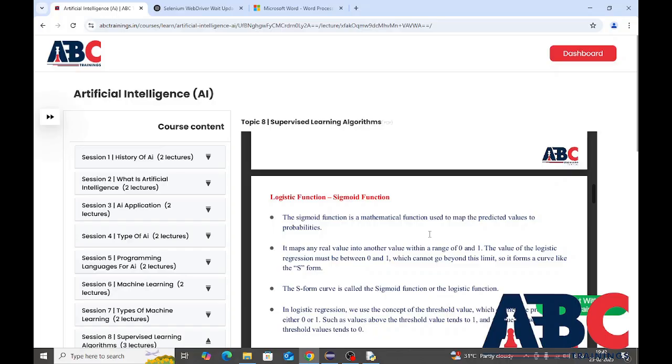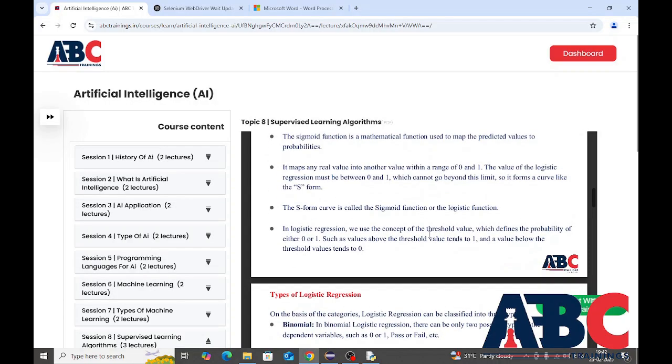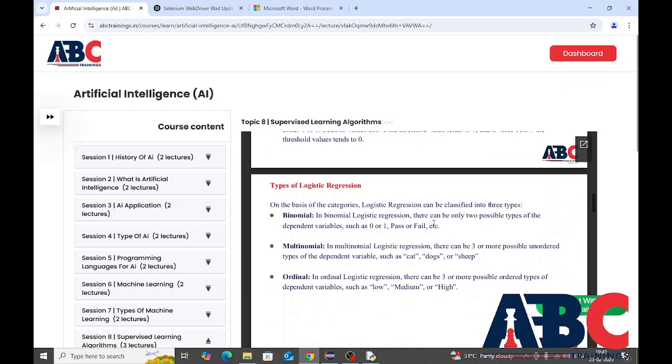Logistic function, sigmoid function. The sigmoid function is a mathematical function used to map the predicted values to probabilities. It maps any real value into another value with a range of 0 and 1. The value of the logistic regression must be between 0 and 1, which cannot go beyond this limit. So it forms a curve like the S form. The S-form curve is called the sigmoid function or the logistic function. In logistic regression, we use the concept of the threshold value, which defines the probability of either 0 or 1, such as values above the threshold value tend to 1 and values below the threshold value tend to 0.